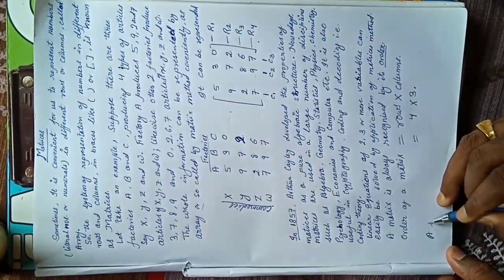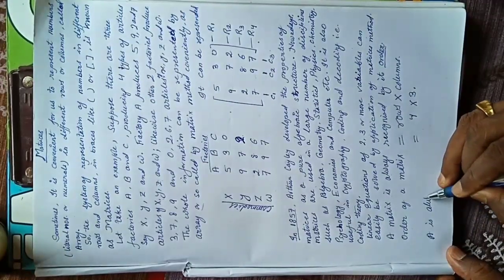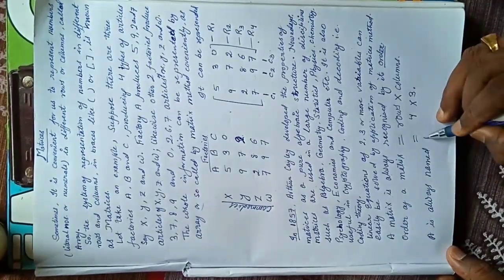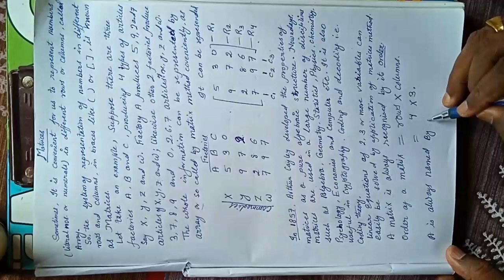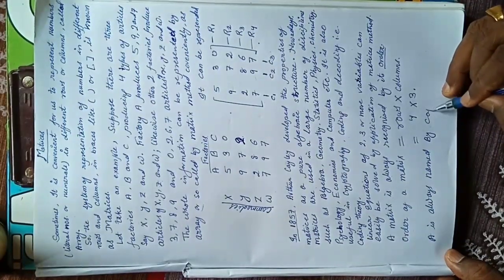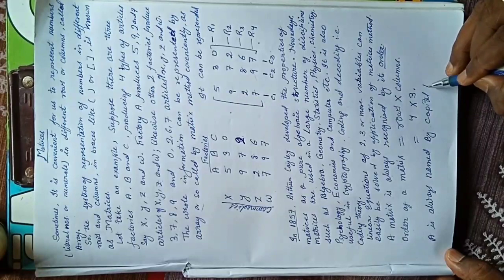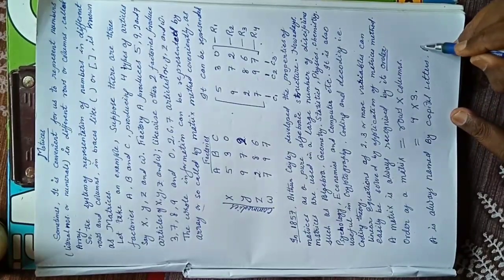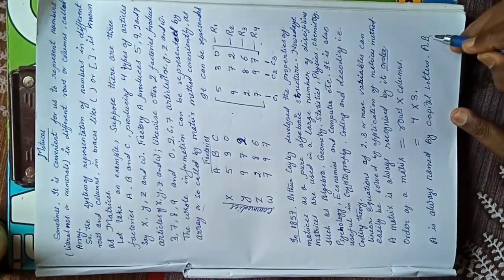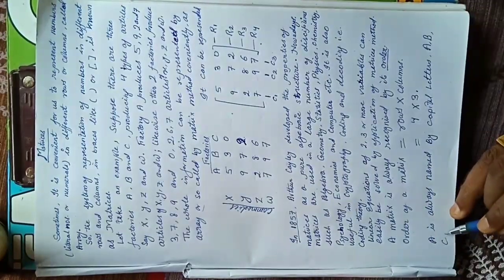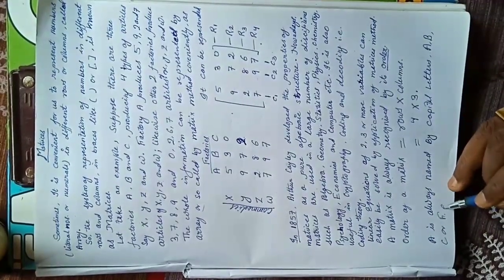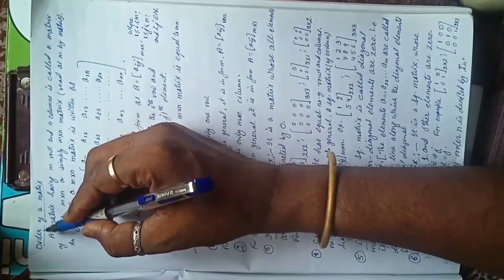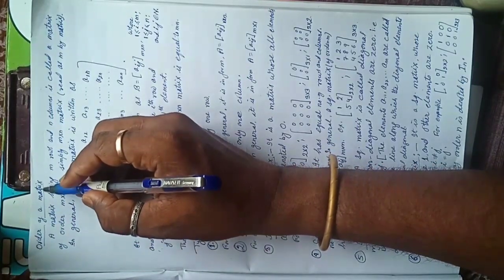A matrix is always named by capital letters such as A, B, C or F, etc. हाँ, अब हम लोग आगे देखेंगे order of a matrix.